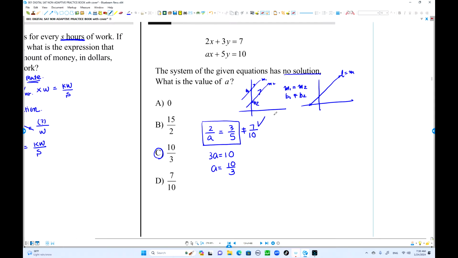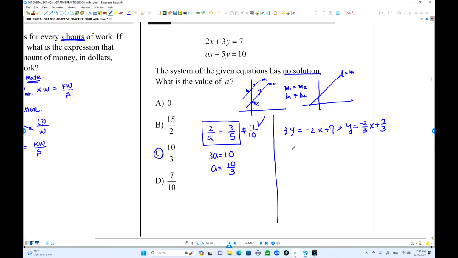Choice is there. Or you can solve this way too, using slope-intercept form. The first one is 3y equals negative 2x plus 7. So y equals negative 2 over 3 x plus 7 over 3.